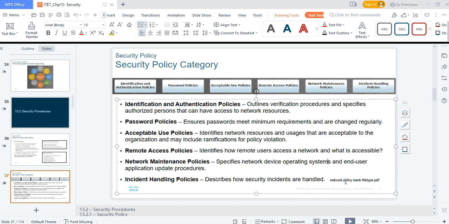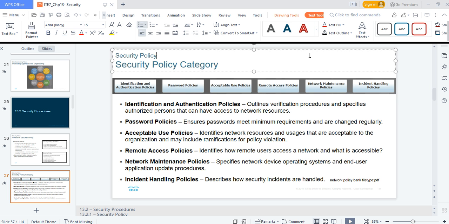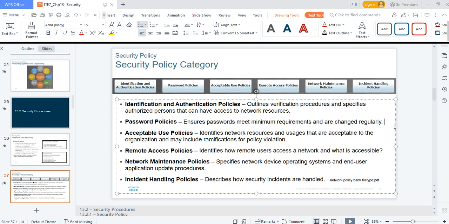You could change the policy name, password policy, identification and authentication policy. Then, of course, you're saying file type PDF or file type PPT, because most of those files are going to come in PDF, or file type DOC or file type DOCX, that is Microsoft Word document. So if you put this on Google, you're going to see several samples. You could download them, study them. It will help you understand what the content of some of these policies can be.